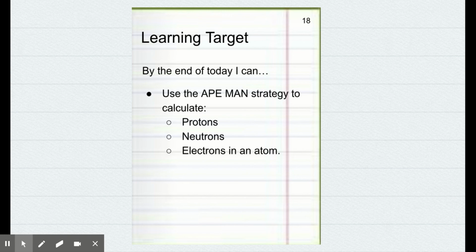You need to know where those three are located, because we're going to be building models. So if you don't know where protons go, again, I need you to come to tutoring with me so that we can figure it out. So we can start building and getting that information so that you're not left behind. And remember, all work is due on Friday, okay? So don't leave it last minute, please. Make sure you're getting all work in. So one more time, by the end of today, you're going to be able to use this ApeMan strategy to calculate protons, neutrons, and electrons in an atom.